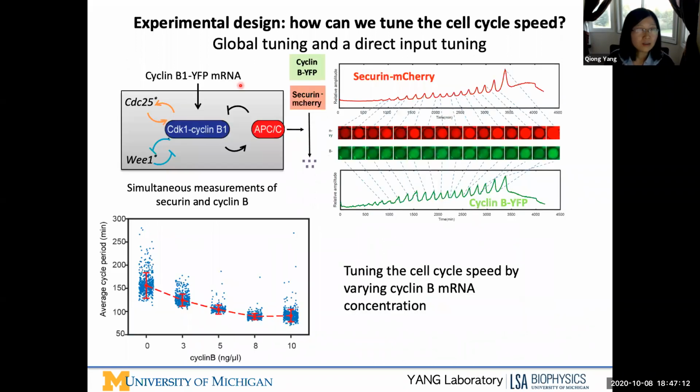And instead, we use a more direct tuning because we know this circuit has a clock input, which is cyclin B mRNA. So if we add a different amount of the mRNA, that can change the clock speed. And indeed, that's what we see in the preliminary data. Again, here is a low throughput method. We just manually add different amounts of cyclin B mRNA for each group. And then we found there's a certain response of the clock, that the clock becomes faster and faster.